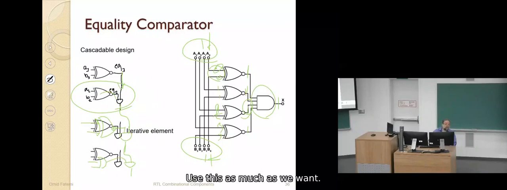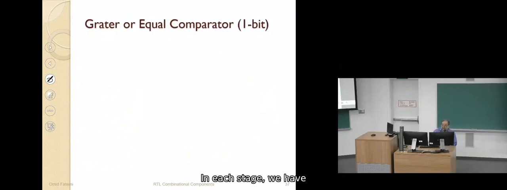If we want to have a 16-bit comparator, we can use that. But again, in any cascading design, we are adding delays, because the delay from here comes accumulated here. So all of the delays are coming and added here and here. The delays are added in each stage. So we have built an equality comparator, to check if they are equal or not.